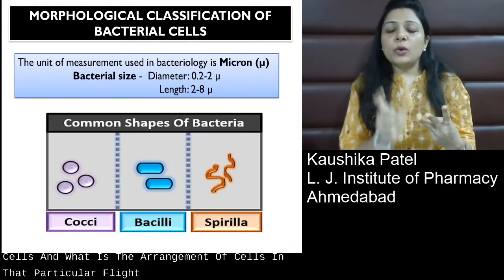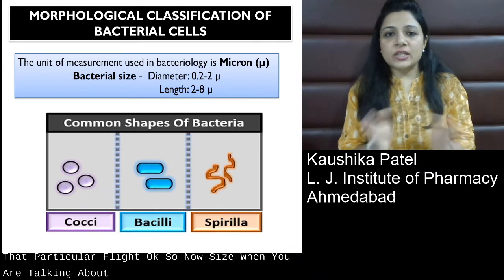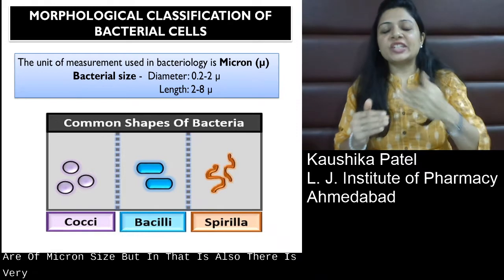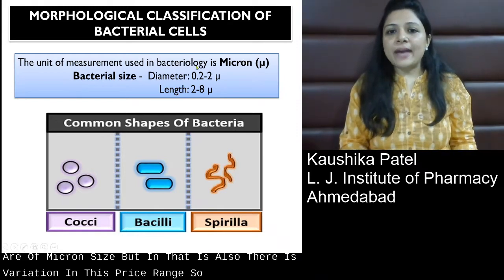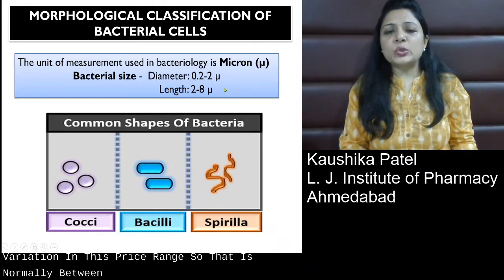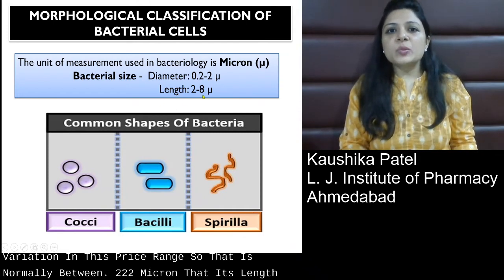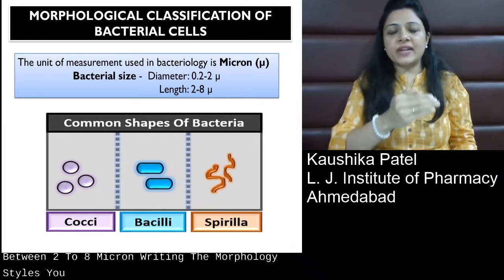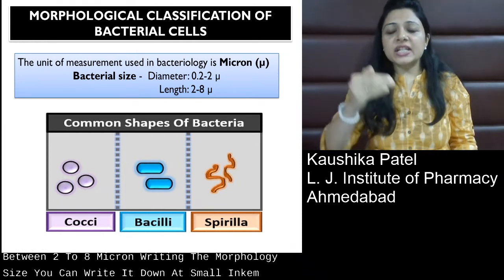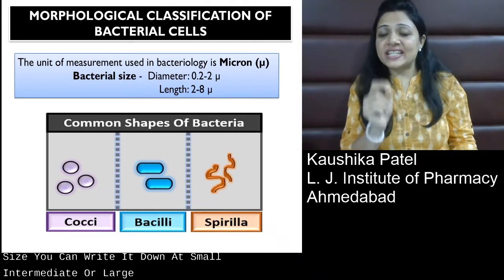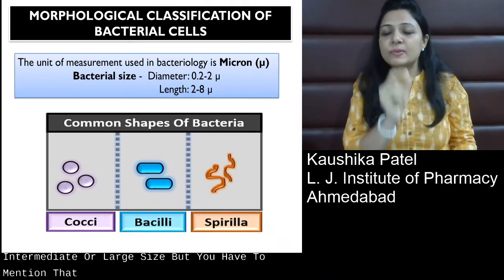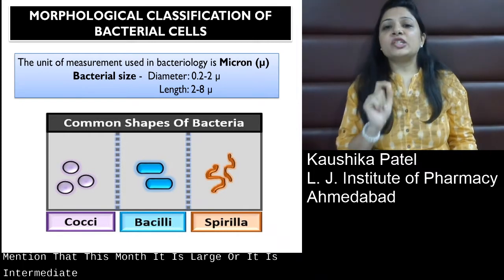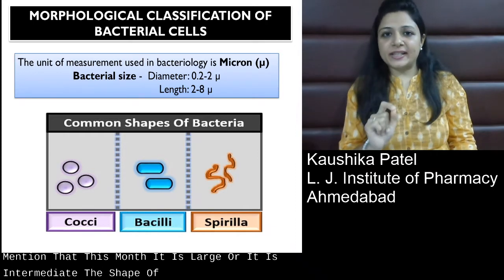Okay, so now size. When we are talking about size, all the microorganisms are of micron size, but in that size also there is variation in the size range. So diameter of cell is normally between 0.2 to 2 micron, whereas length is between 2 to 8 micron. So when you are writing the morphology, size you can write it down as small, intermediate or large. You don't have to mention the exact size, but you have to mention whether it is small, it is large or it is intermediate.